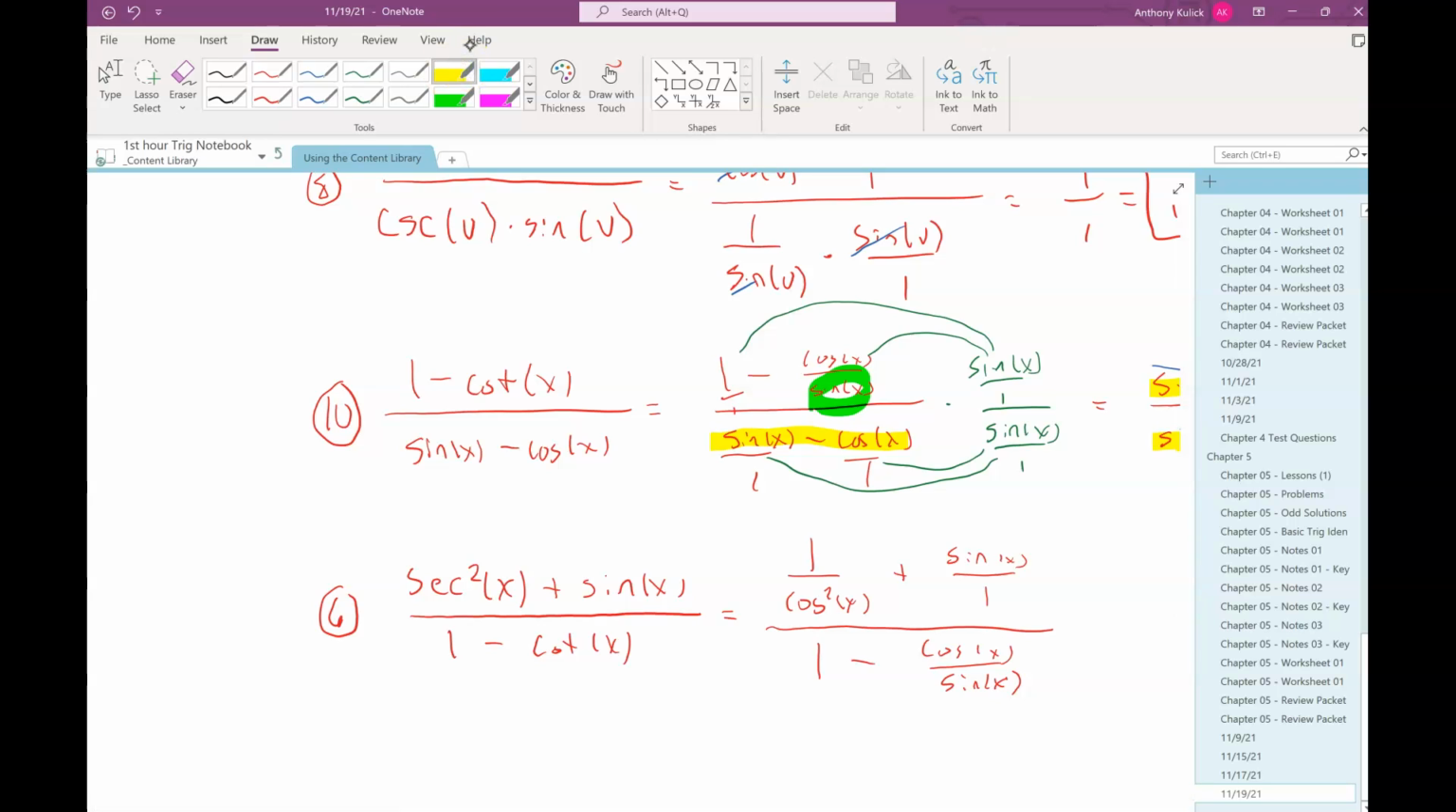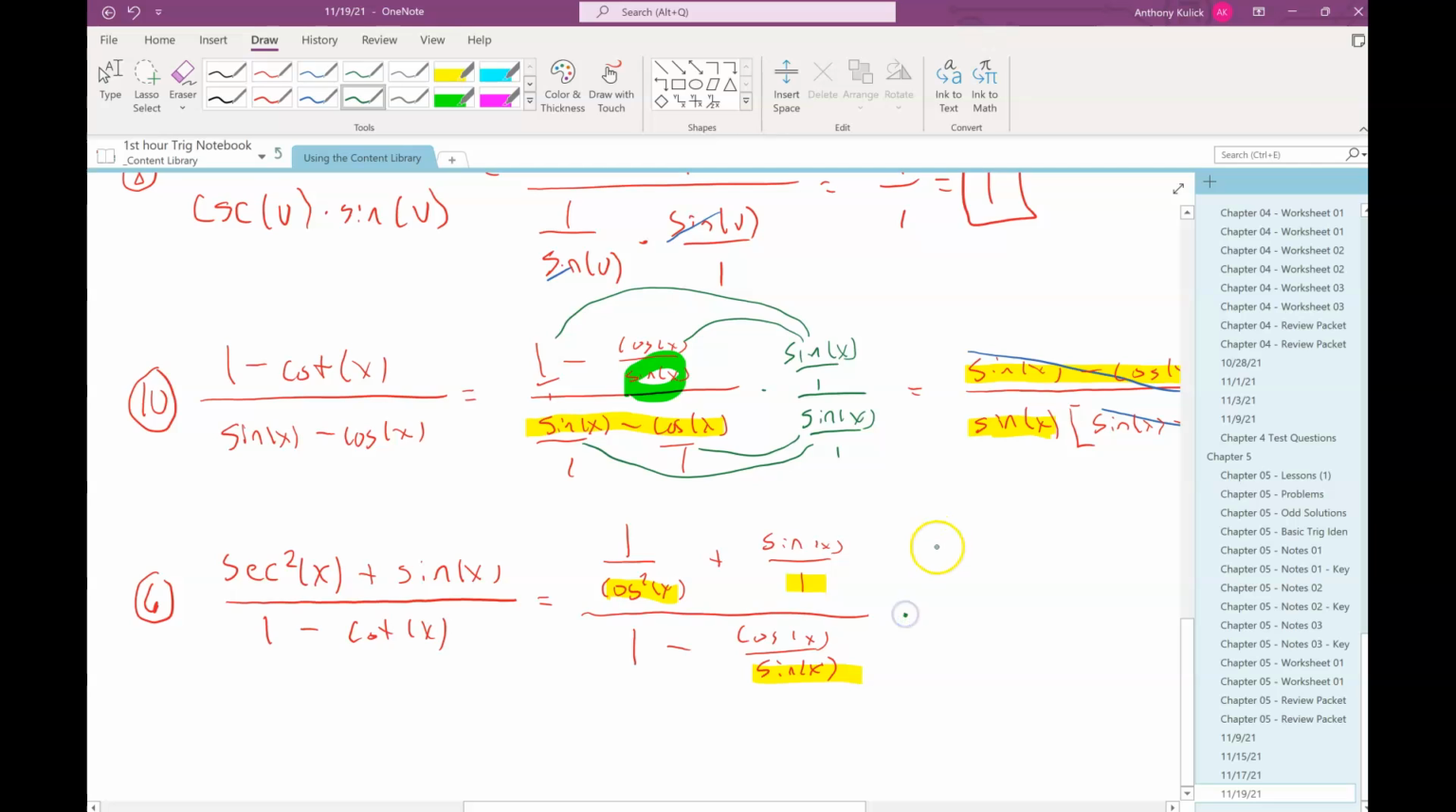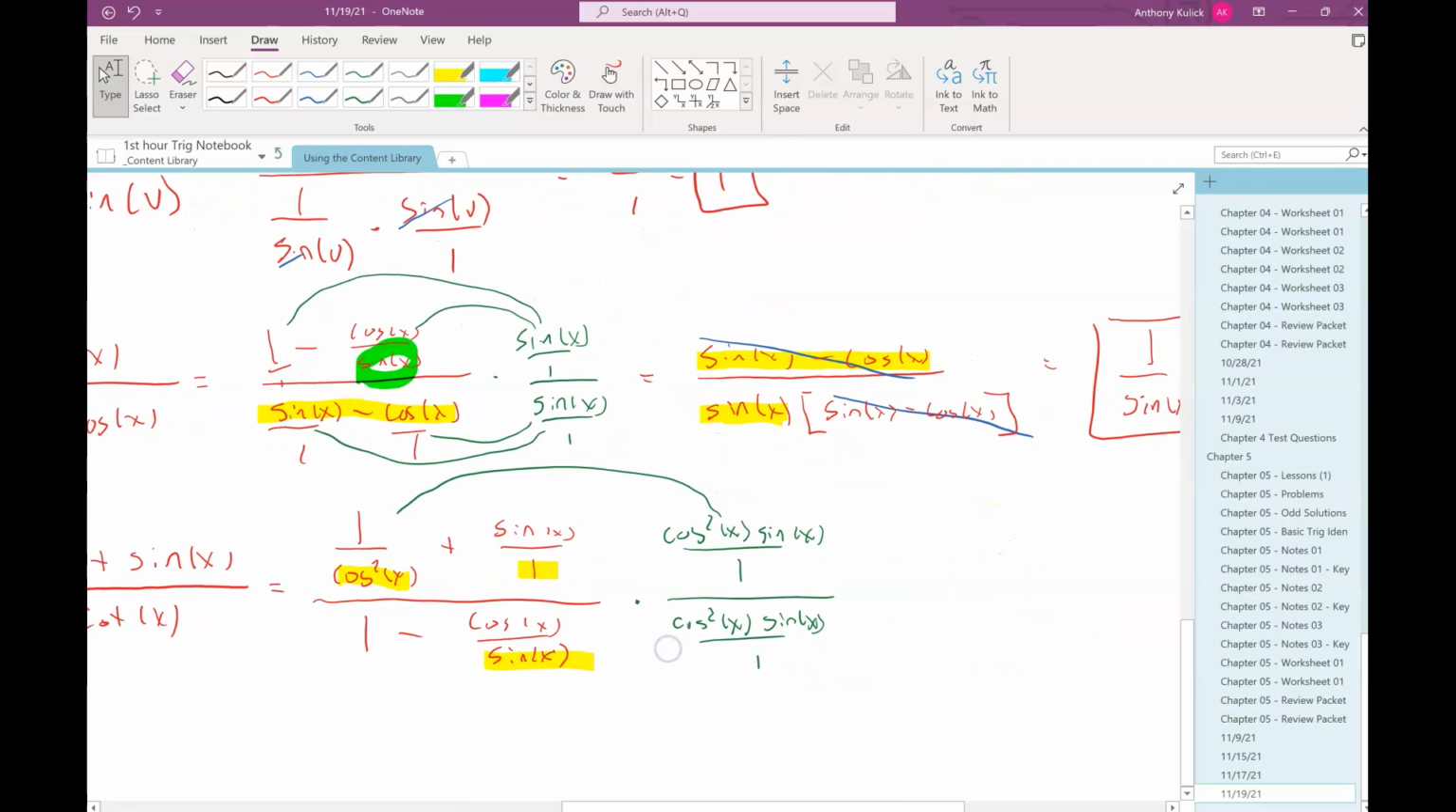So let's do our trick. If I look at my denominators, the least common denominator, if I were to try to add all that stuff together, would be cosine squared times sine x. Everybody can see that? So that's what I'm going to multiply everything by. I multiply the first one, the cosine squareds are going to cancel, and I'm left with just sine x. Cool?